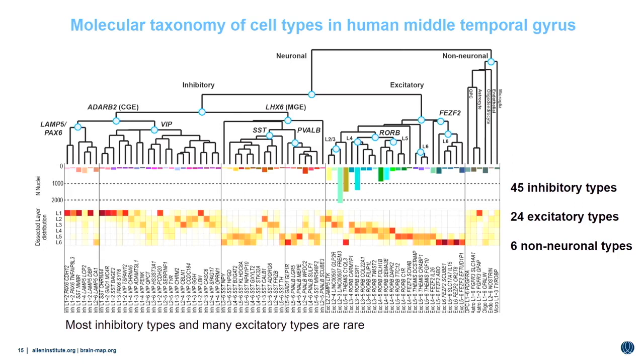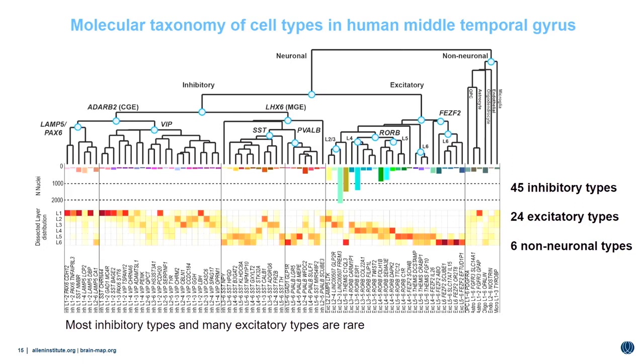So in looking at the human taxonomy in a little more detail here, what we see is we define 45 inhibitory types, 24 excitatory types, and 6 non-neuronal types. There are a few interesting features that jump out from the taxonomy initially. One of which is that the vast majority of the inhibitory types and many of the excitatory types are relatively rare. And by that I mean that they're made up of a relatively small number of nuclei, so several hundred nuclei or smaller, and that's shown in the bar plot below the dendrogram here.